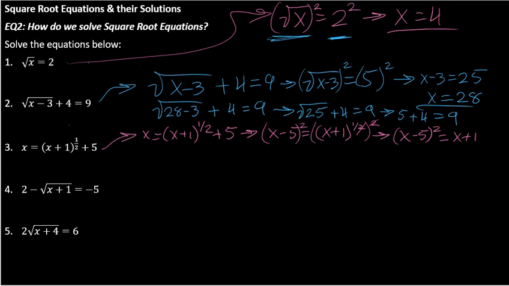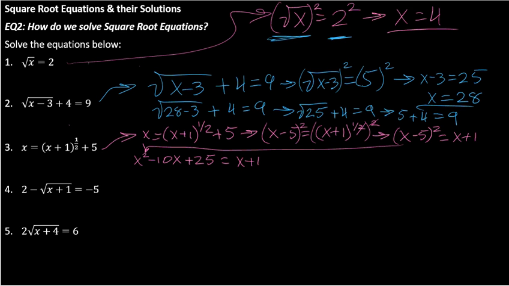Okay, and we're going to go ahead and FOIL this guy. I'm going to bring my work down here now. So we're going to have x squared minus 10x plus 25, because that's a perfect square, equals x plus 1.